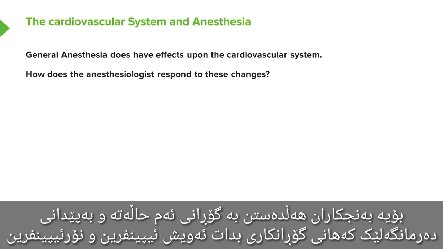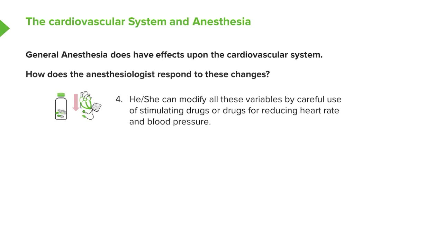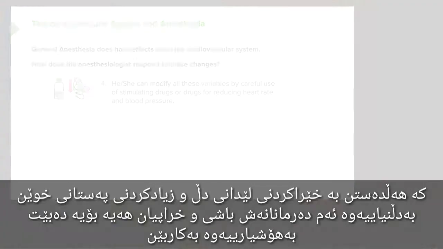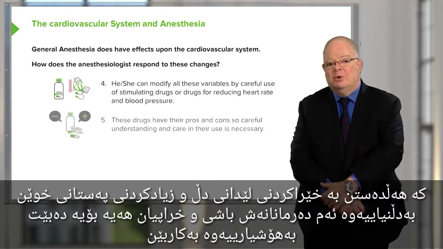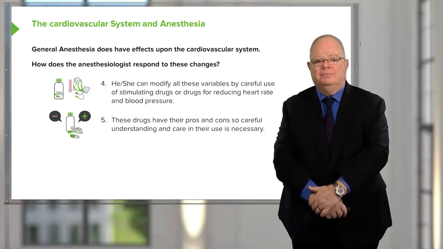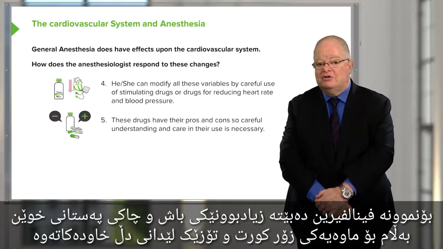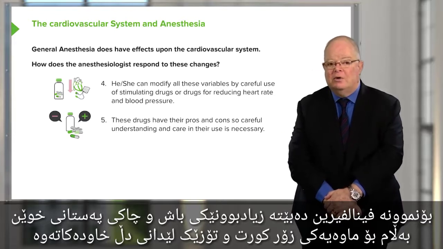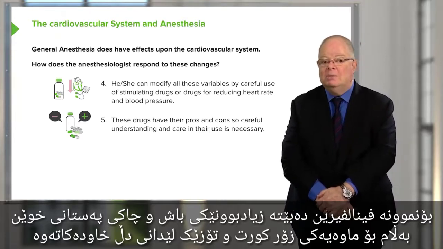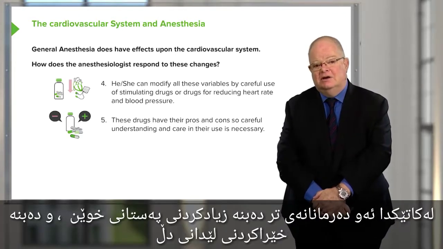So the anesthesiologist can modify these variables by careful administration of either stimulating drugs such as ephedrine or phenylephrine, epinephrine or norepinephrine, which increase blood pressure and heart rate. Of course, all of these drugs have their pros and cons, so careful understanding of each is necessary before one uses them. For instance, phenylephrine will increase blood pressure quite nicely, but only for a very short period of time, and often causes quite a profound drop in heart rate, whereas the others all increase heart rate and tend to increase blood pressure.